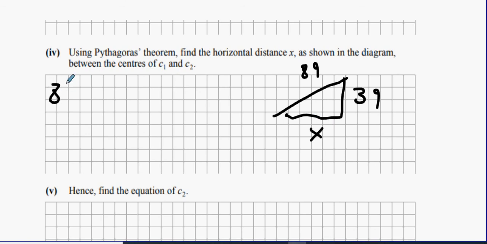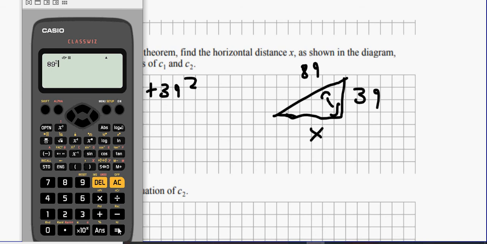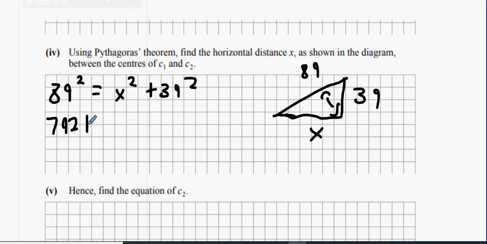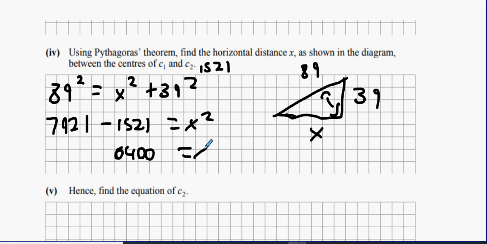Daniel, which is the longest side in that triangle? It's the one opposite the right angle. Okay. So 89 squared equals x squared plus 39 squared. 89 squared will be 7921. 39 squared is 1521, so we take it away. X squared is 6400. It means the x value is 80. Are we cool with that? The x value is 80.